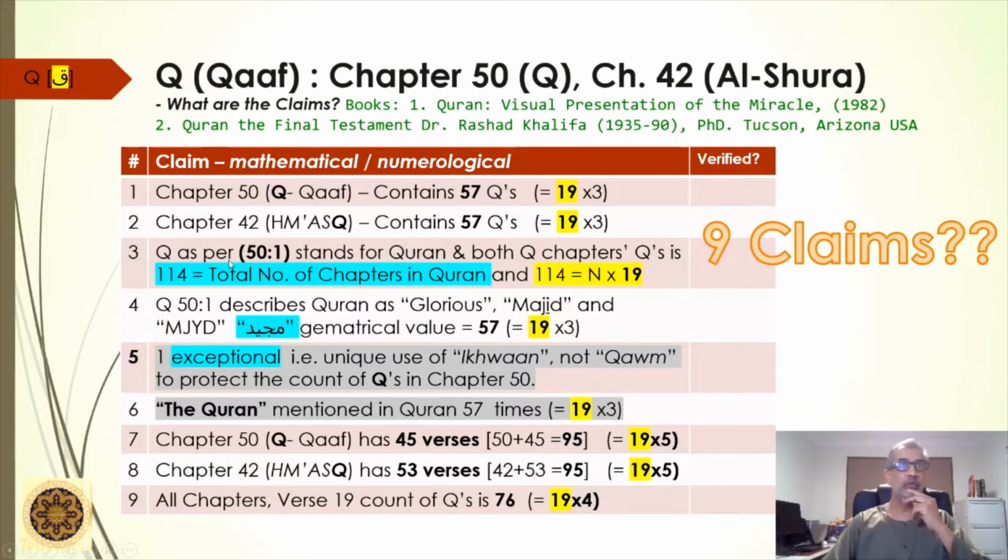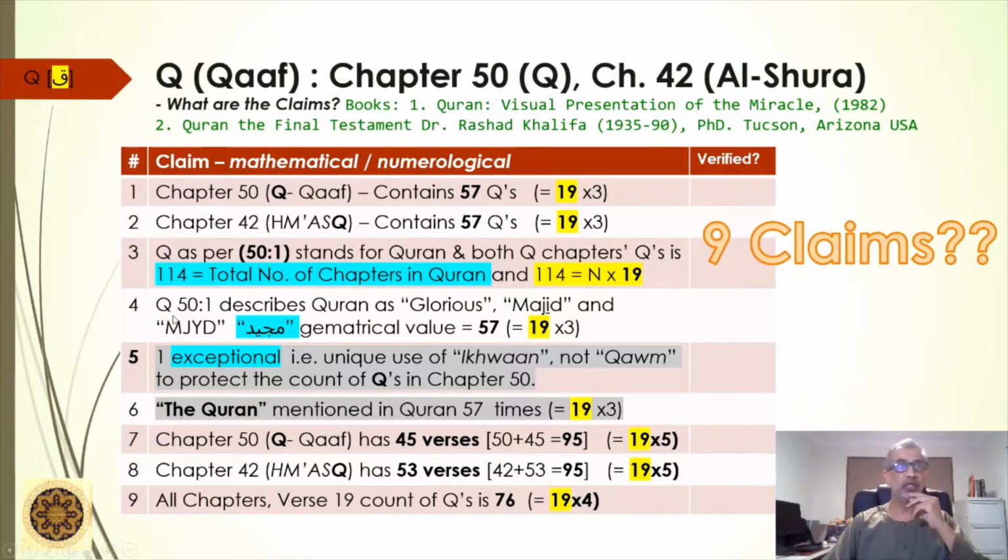I'm going to say Qaaf or Q just for my Western audience if you're not used to the Arabic alphabet. And Q, as in the first verse of chapter 50, signifies that Q stands for the Quran, and both Q chapters together equal 114, which is the number of chapters in the Quran, and 114 is obviously 6 times 19. So again, the interplay of 19.